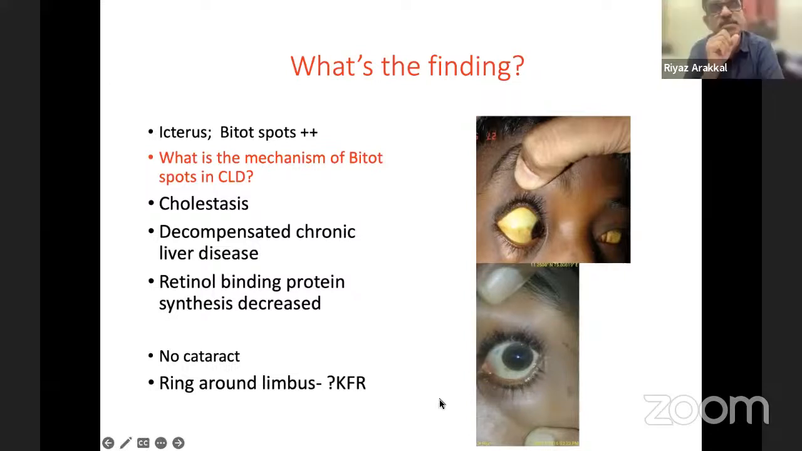Kayser-Fleischer ring. Sometimes it may be possible to demonstrate a KF ring without slit lamp examination. Unfortunately or fortunately, this child had a well-defined KF ring, which could be visualized without slit lamp examination. Now, this is a much better view of the KF ring.